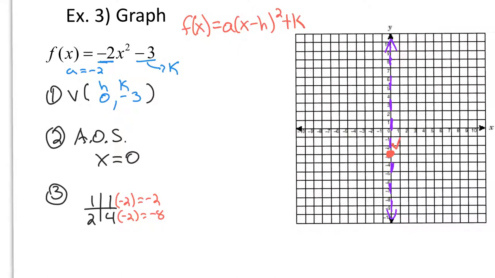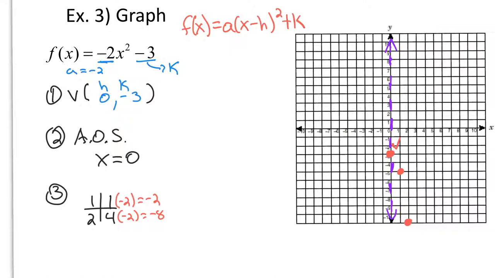So I'm going to plot the points from the vertex. Let me go back to the vertex here. I go 1 to the right and 2 down because it is a -2 here. So 1 to the right, 1, 2, and I make a point right here. And for my second point, 2 to the right, 8 down from the vertex. 1, 2 to the right, 1, 2, 3, 4, 5, 6, 7, 8. And there is your point.